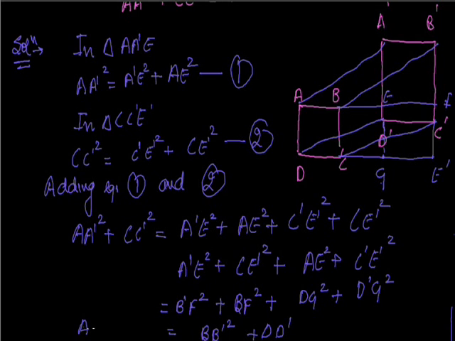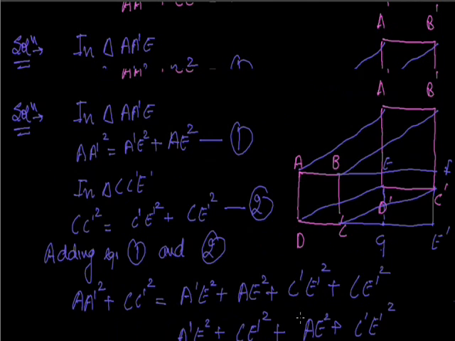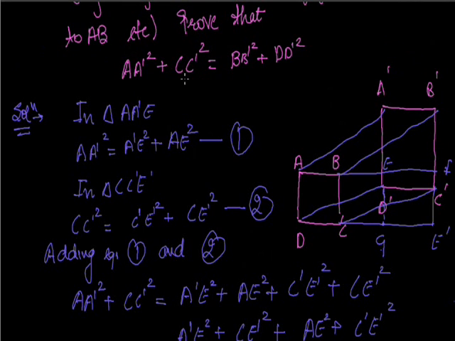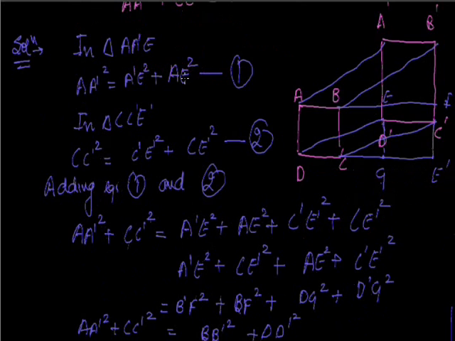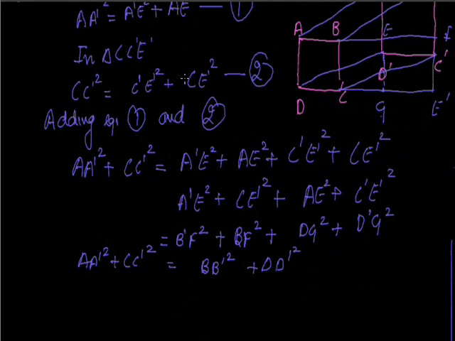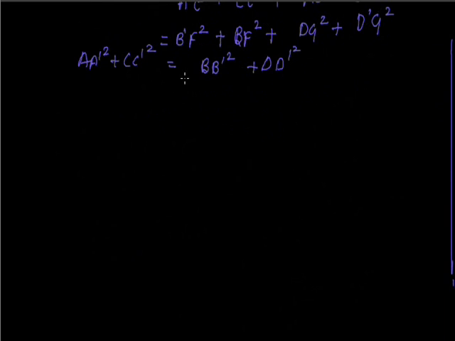Hence A' square plus C' square will give B' square plus D' square. Hence proved. We have to prove this only. A' square plus C' square will give B' square and D' square. Hence proved. Let's move to the next question.